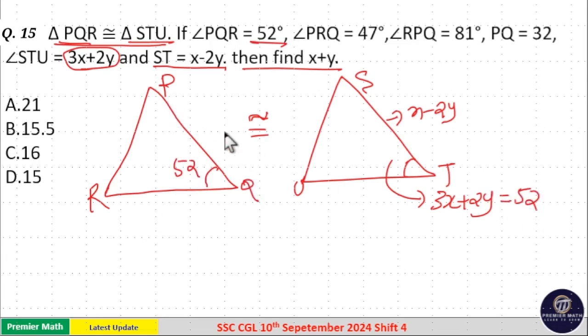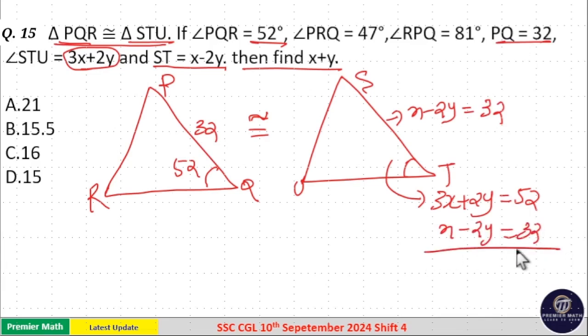And here PQ is equal to 32. So x minus 2y is equal to 32 because this side is 32. Now x minus 2y is 32. Here 3x plus x is equal to 4x. 4x is equal to 52 plus 32, that is 84. So x is equal to 21.